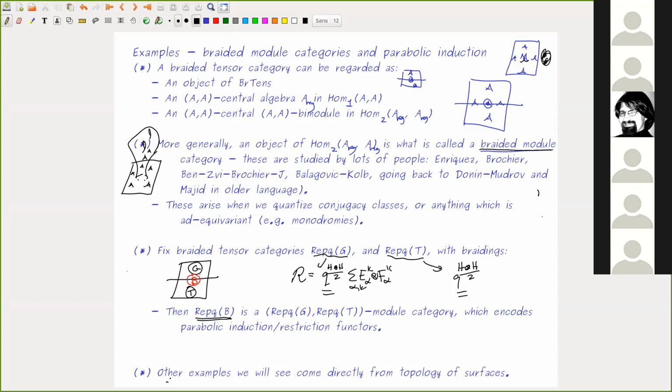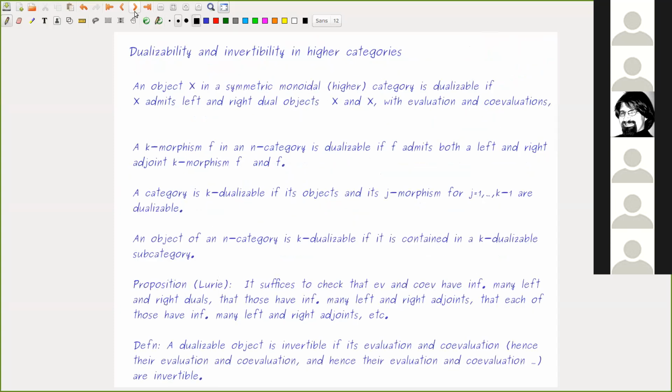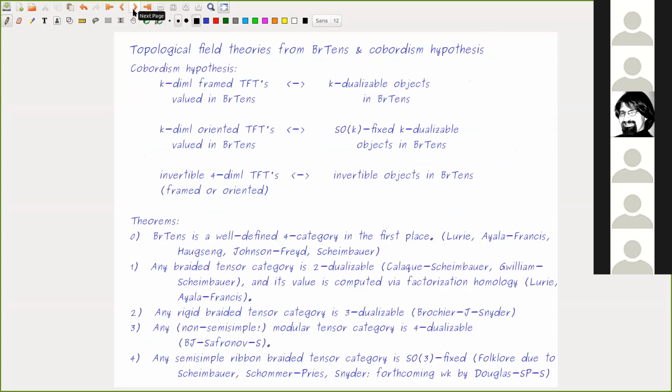And as I've alluded to, other examples are going to be more related to the topology of surfaces. I'm really burning through time, and that's okay. I'm going to actually skip this, and just discuss it more colloquially here.